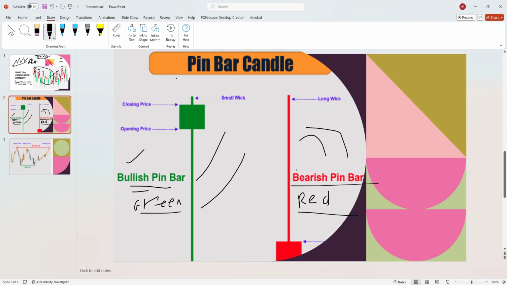Now, we call those two candles pimba. It is a pimba. We call it pimba candlestick. So what is a pimba?